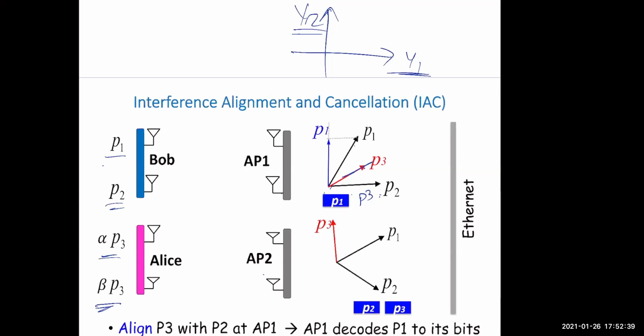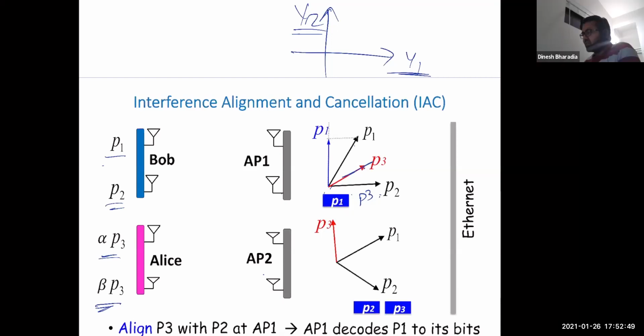I mean, I see what's going on. I don't really understand the fundamentals, like why we're doing alignment. So the reason we are doing alignment is there is no way in this system you can send 3 packets through, whatever you do. In this example, the best case is that Alice does nulling to AP1, nulls his signal, and can send 1 packet to AP2.